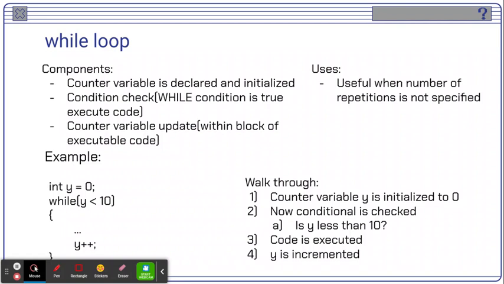So in this example, we can see that y is initialized to 0 and the condition is checked. Is y less than 10? Yes. So the code is executed, and at this point in the loop, y is incremented.